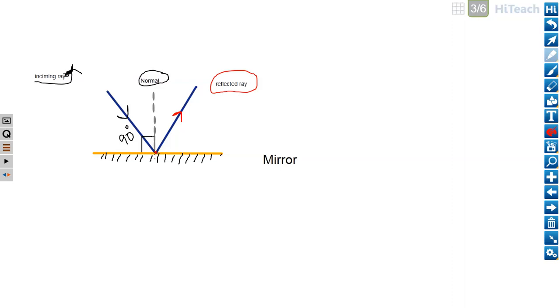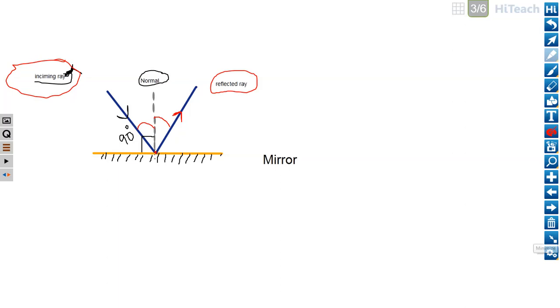As you see here, there is an angle between the normal and the incident ray, or the incoming ray. This angle here is called the angle of incidence. This angle between the normal and the incoming ray is called the angle of incidence. But the angle between the normal line and the reflected ray is called the angle of reflection.